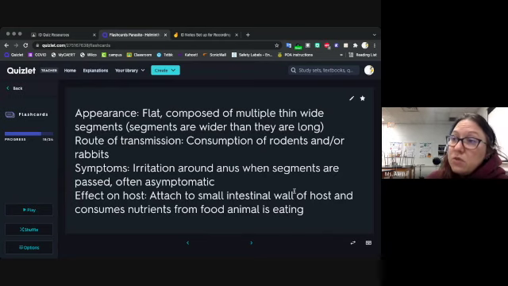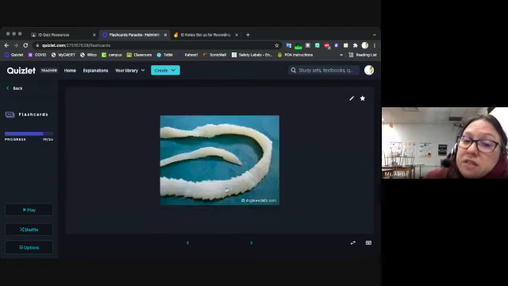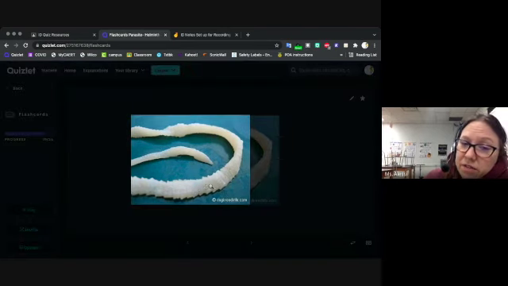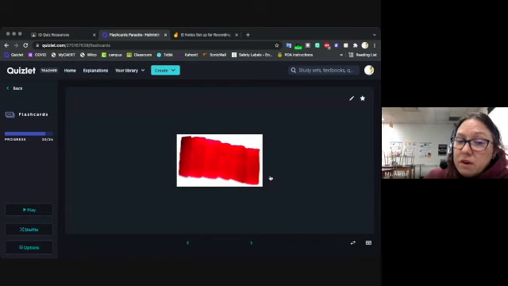So you may see your animal scooting around a lot, and then you might see little white specks from the rectum. On the host, they attach to the small intestinal wall and again consume the nutrients from the food the animal is eating. Taenia tapeworms, you can see, are very short but long, right? They're not very deep, but they're very long, very flat. This is your segment right there. These are very wide and flat, versus the flea tapeworm, which looks like rice kernels.